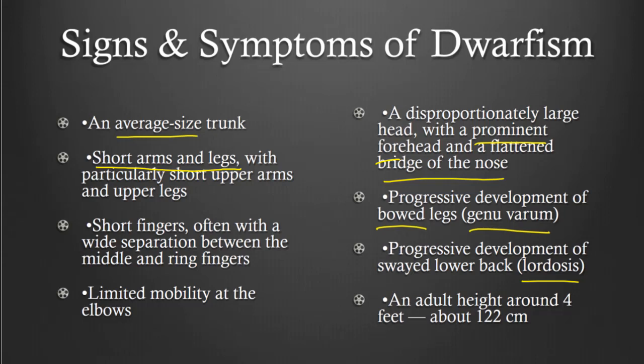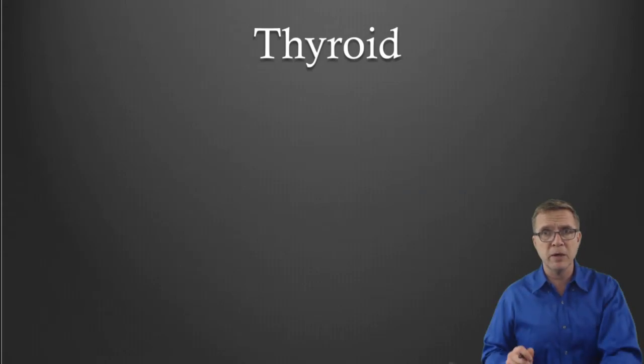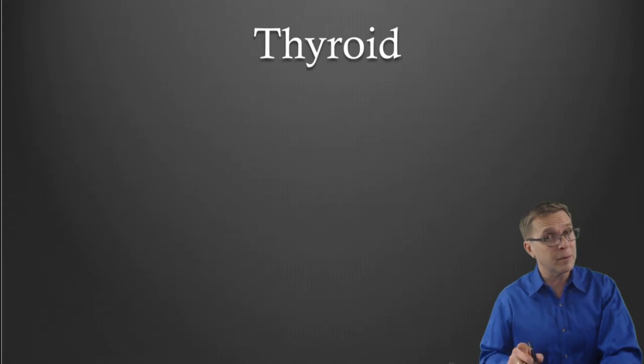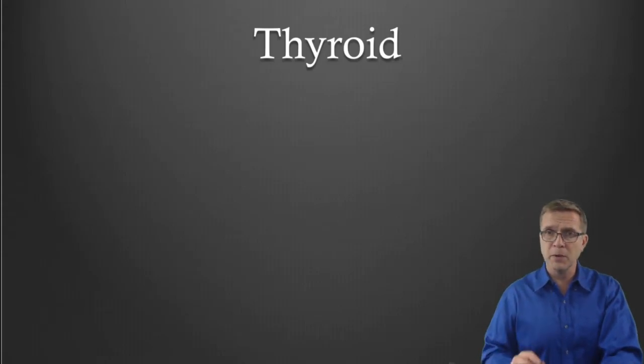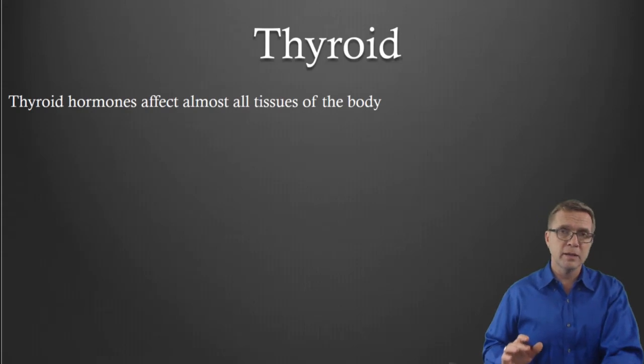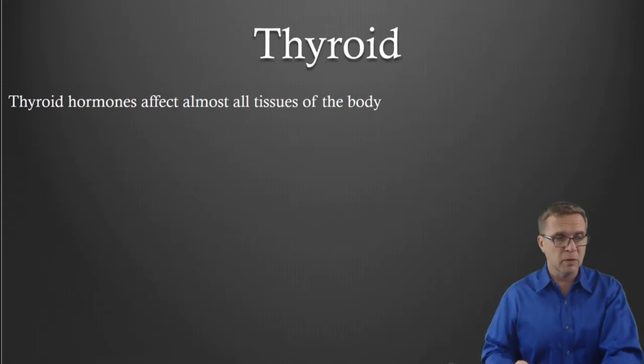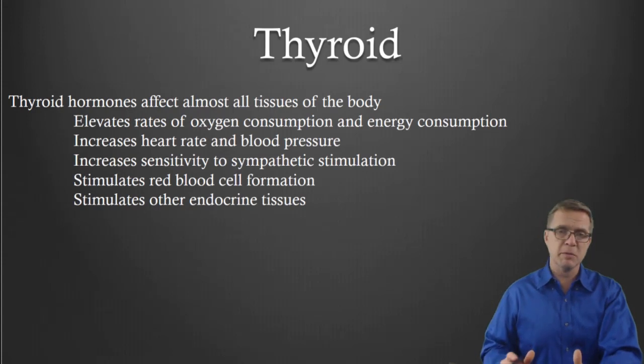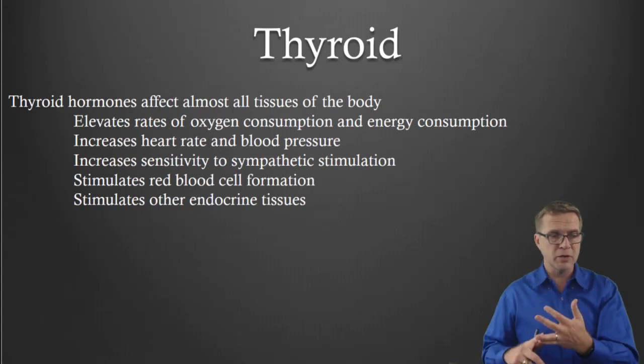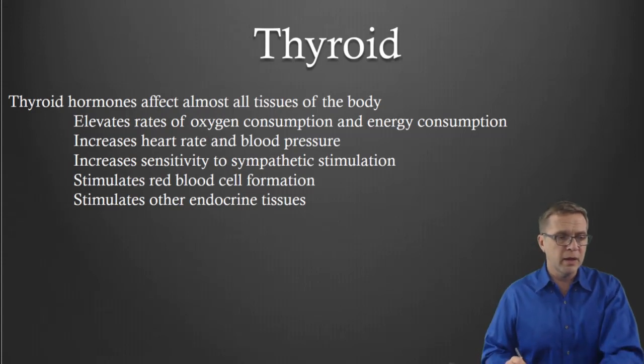All right, so we just saw briefly hypo and hyper growth hormone. Now let's talk about the thyroid. If there's one word you want to think about with thyroid, it's all about metabolism, right? And like growth hormone, it affects basically every tissue of the body, right? Well, almost. And what's it going to do? Because it's all about metabolism, it's going to increase oxygen consumption and energy consumption. It's going to increase heart rate. It's going to increase blood pressure. It's going to increase sympathetic stimulation. It's going to stimulate red blood cell formation so we can get more oxygen carrying capacity. And it's even going to stimulate other endocrine tissues.